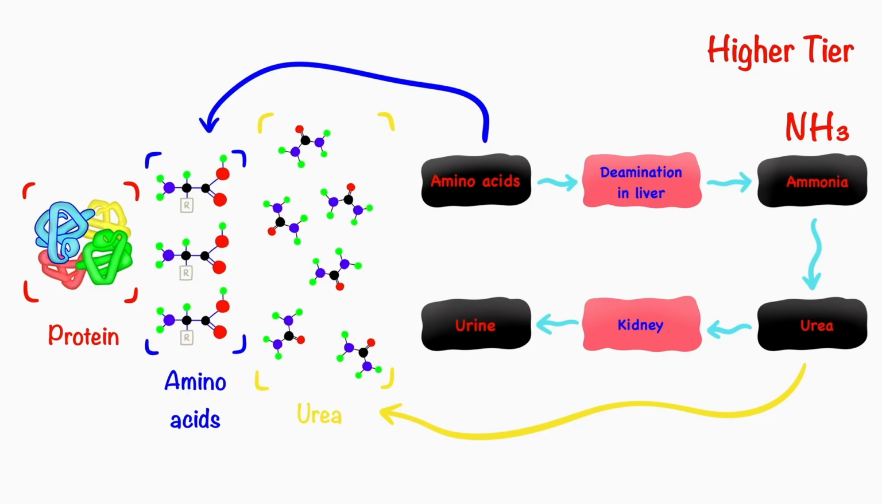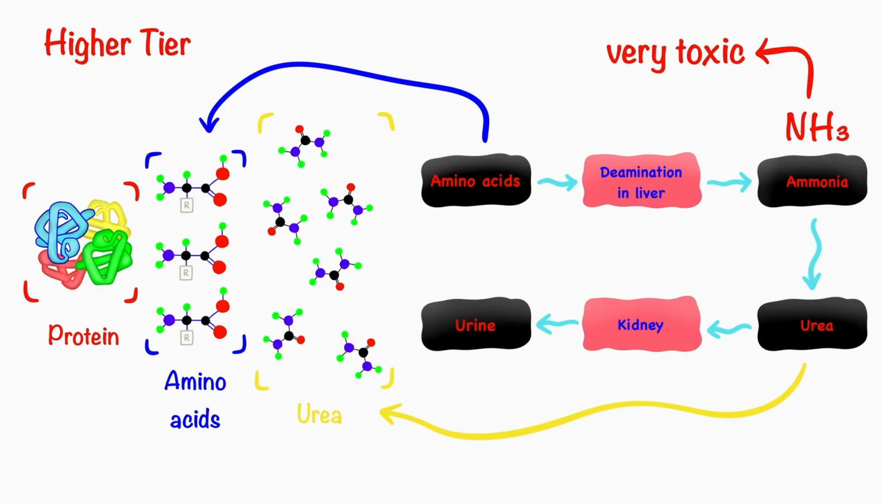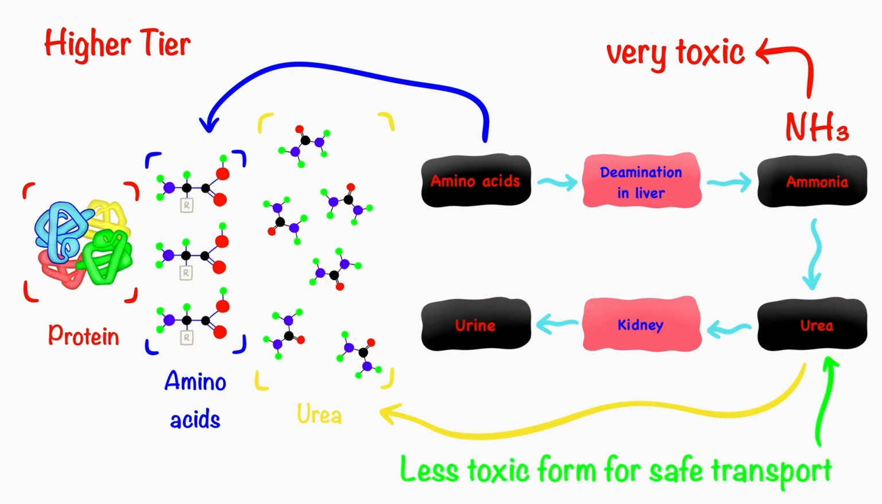When we consume more protein than needed for growth and repair, the excess amino acids are converted to urea in a process called deamination. Ammonia is actually produced as an initial waste product during this process, and it's highly toxic. The liver quickly converts ammonia to urea, which is much less harmful and can be safely transported in the bloodstream to the kidneys for excretion.